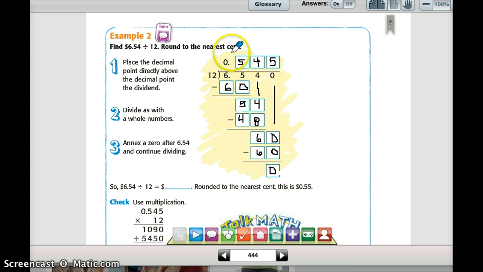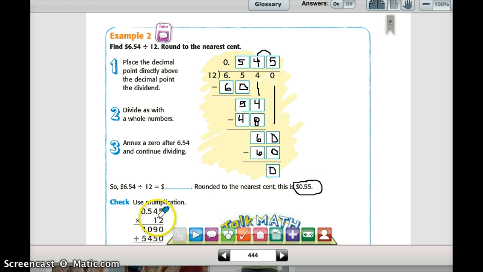But it says to round to the nearest cent, because remember we're talking about money. So this wouldn't make sense in terms of money because that'd be 54 cents and half of a penny. So we're going to round to the nearest. So this 5 is going to tell my 4 to round up. So our quotient is going to be 55 cents.